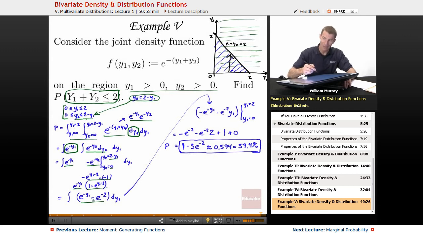And then I integrated that. E to the negative y1 integrates to negative e to the negative y1. E to the negative 2 is a constant, so when you integrate that, it's e to the negative 2 times y1. And then I plugged in the bounds y1 equals 2 all the way through, and y1 equals 0. Simplified it down a little bit to get this slightly mysterious number, 1 minus 3 e to the negative 2.